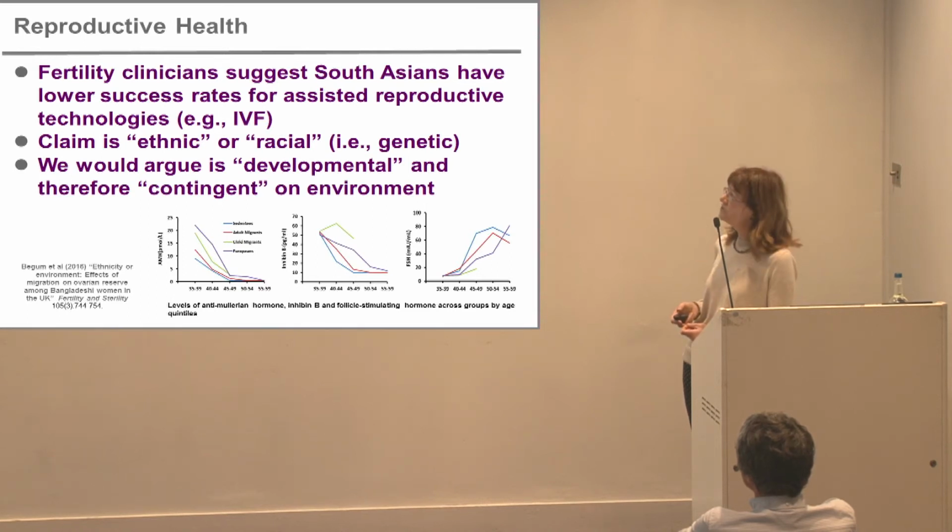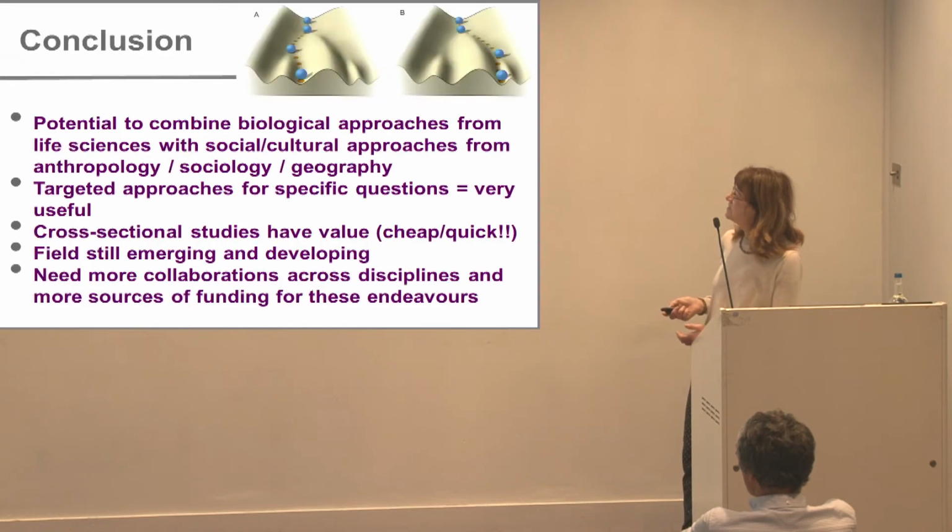And then I mentioned before that slide about studies from the assisted reproductive technology people about how South Asians have lower success rates for things like IVF. Their claim is that this is an ethnic or racial difference. Well, we've pointed out in our publications that maybe it's got nothing to do with genes or racial aspects, but might have everything to do with development and environment. And again, I think these things are really important in the way people are treated in clinical settings.